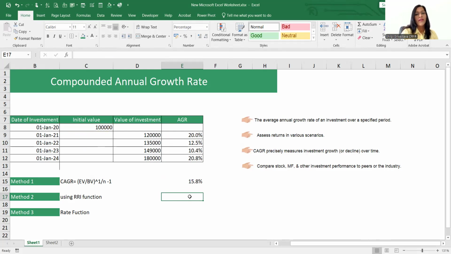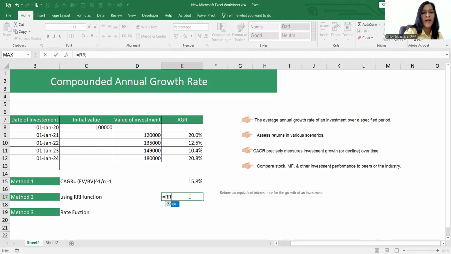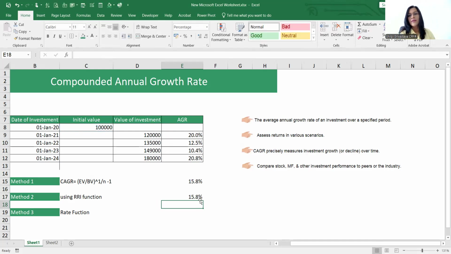Now, using a different formula, that is the RRI function, you simply type RRI. It will show you the formula. Open parenthesis, Nper is what? How many years you have invested. For how long you had invested. So here in our case, we have invested for 4 years. Initial value, that is present value. PV is present value and FV is future value or the maturity value. In our case, it is 1,80,000. So again, it is 15.8 using the RRI function.